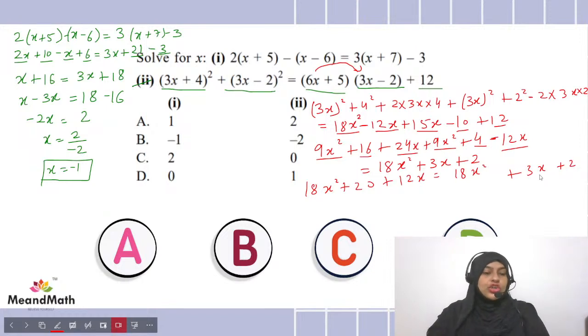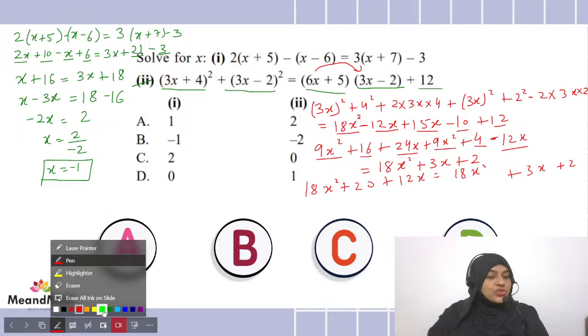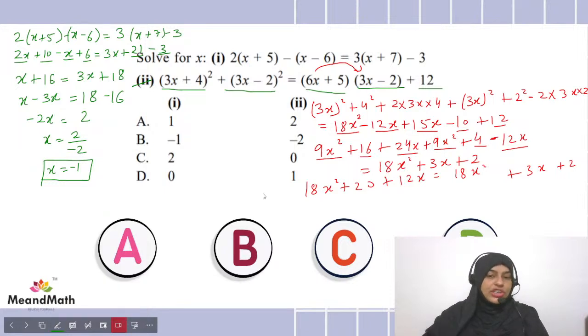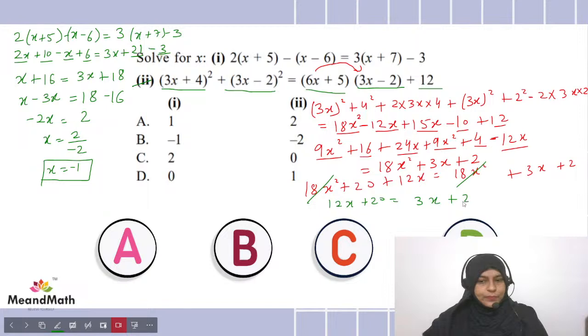Now, it is 18x square. It is 16 plus 4. It is 20. Right? And 24x minus 12x. So, 24 minus 12, it is 12x, which is equal to 18x square plus 3x plus 2. Now here you can see one more thing, that there are 18x square on both sides of the equation. So it will be cancelled. Right? What is left on the left hand side? 12x plus 20. And here it is 3x plus 2.